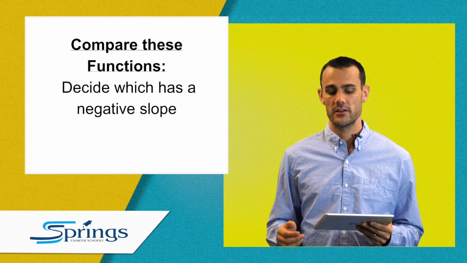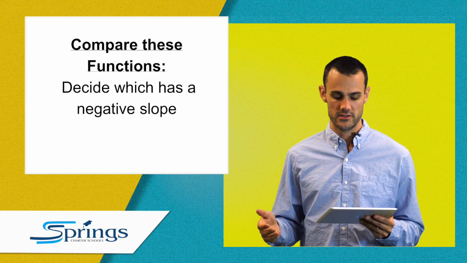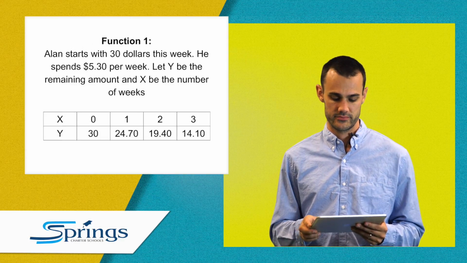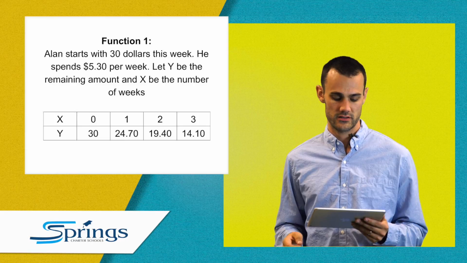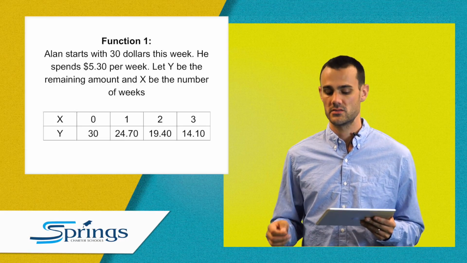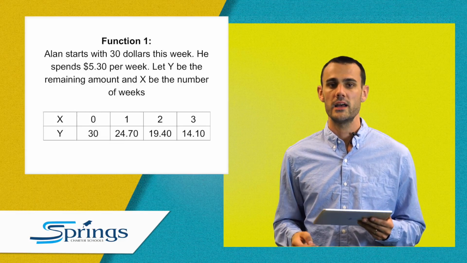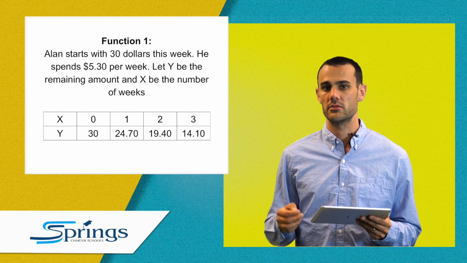So let's look at another example. So we're going to compare some more functions and decide which one has a negative slope. So here's the first function for us. Alan starts with $30 this week. He spends $5.30 per week. Let y be the remaining value and x be the number of weeks.